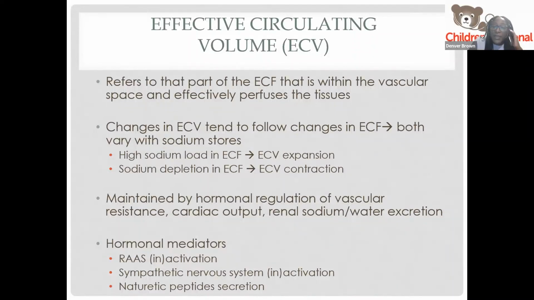Effective circulating volume is maintained by hormonal regulation of vascular resistance, cardiac output, and renal sodium and water excretion. Now, the hormonal mediators that affect your effective circulating volume include the renin-angiotensin-aldosterone system and whether it is activated or inactivated. It also includes your sympathetic nervous system, as well as natriuretic peptide secretion. And we'll see that in our next picture.